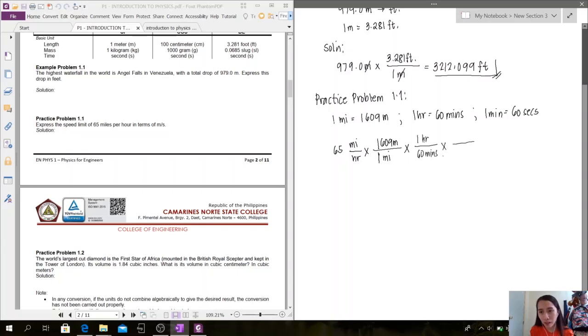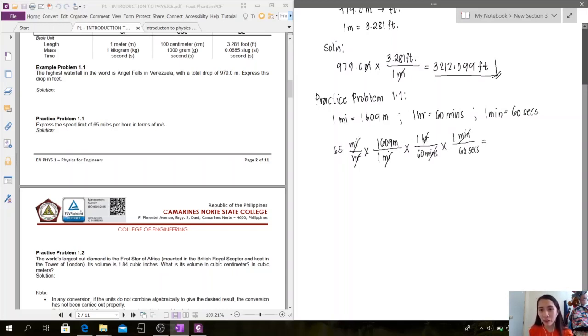And for every minute, since this is in the denominator again, we'll have to put the minute here in the numerator. For every minute, we have 60 seconds. So, we have the mile here, and here we can cancel that. The hour, and the minutes. So, we can cancel that too. So, what we have left is the meter per second.